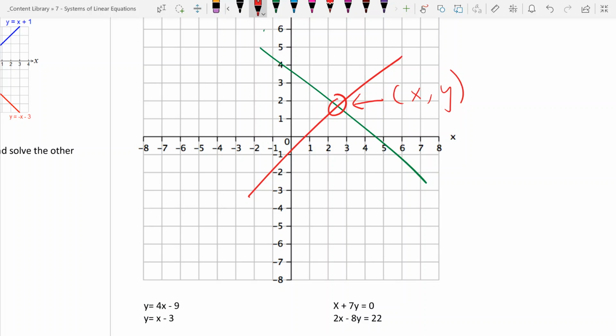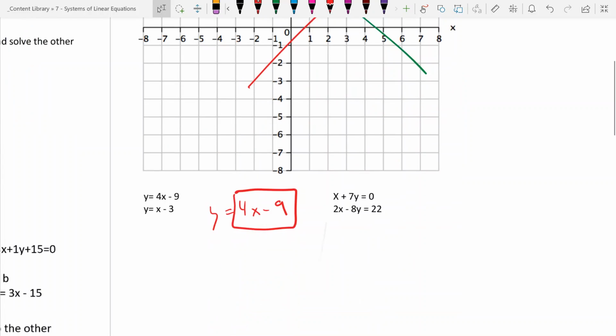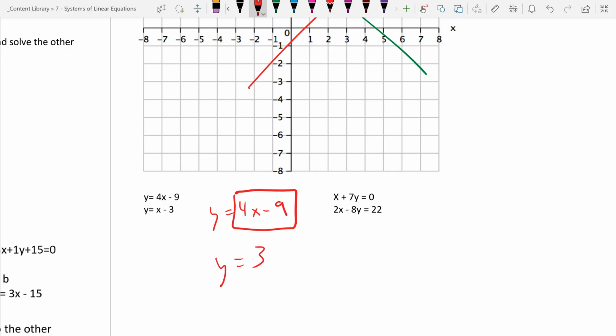So the idea is I'm saying y is equal to 4x minus 9. That's the same thing as saying y is equal to 3. It's just what it is equal to. That whole thing, 4x minus 9, is the same as y. So if I knew that y was equal to 3, I would substitute that number in there. But instead, I'm going to take this whole thing and substitute it into the y value in the second equation.